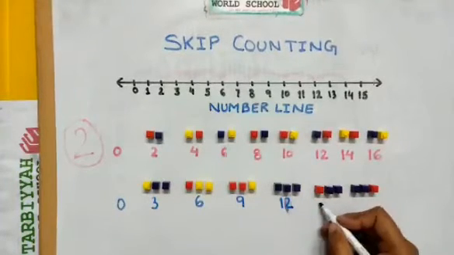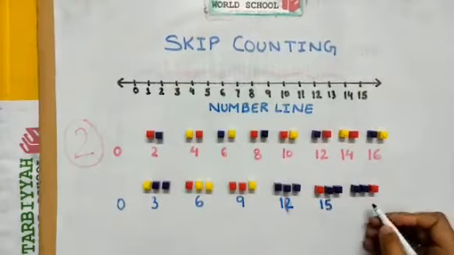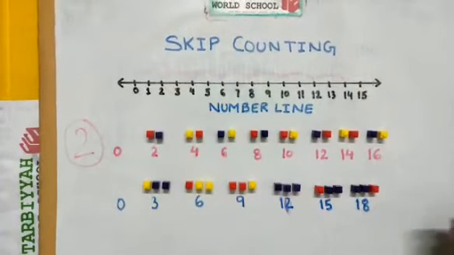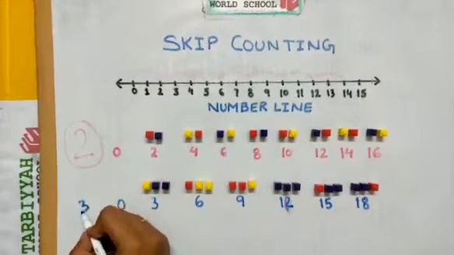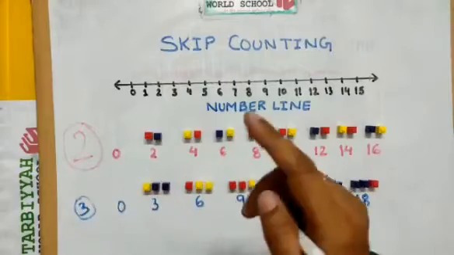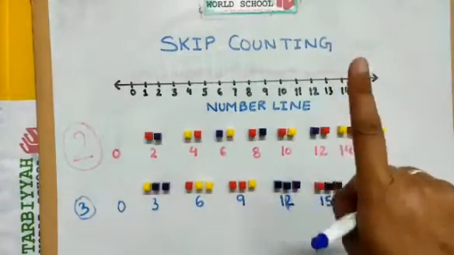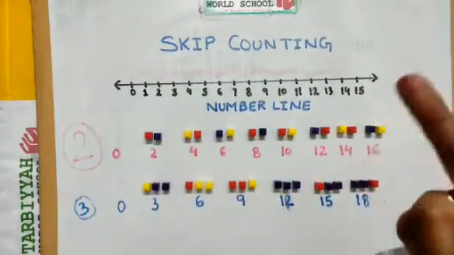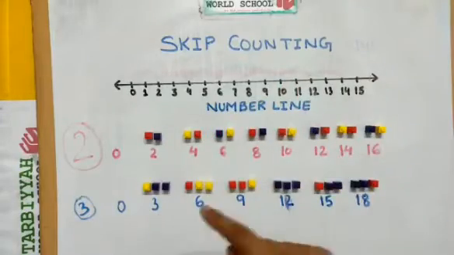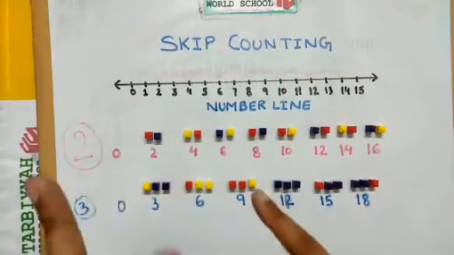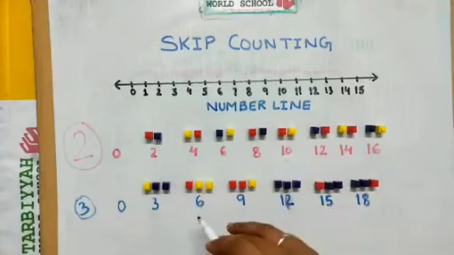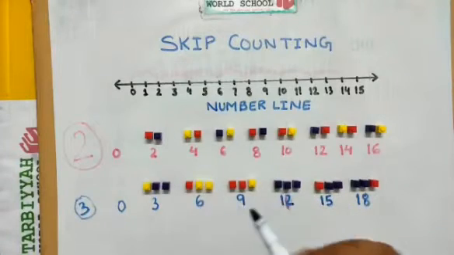13, 14, 15, 16, 17, 18. Have you noticed we have to leave 2 numbers in skip counting of 3? In skip counting of 2, we leave 1 number, and in skip counting of 3, we have to leave 2 numbers, like 3, 4, 5. We leave 2 numbers, 4, 5, and the next number is our answer.